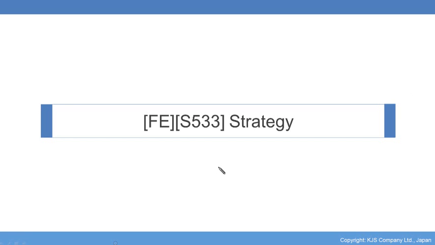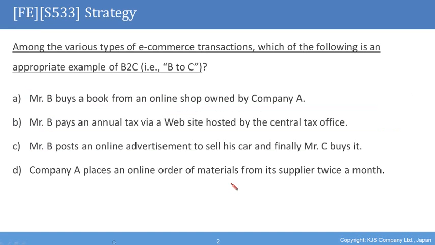533. Strategy. Among the various types of e-commerce transactions, which of the following is an appropriate example of B2C? A. Mr. B buys a book from an online shop owned by Company A. B. Mr. B pays an annual tax via a website hosted by the Central Tax Office.